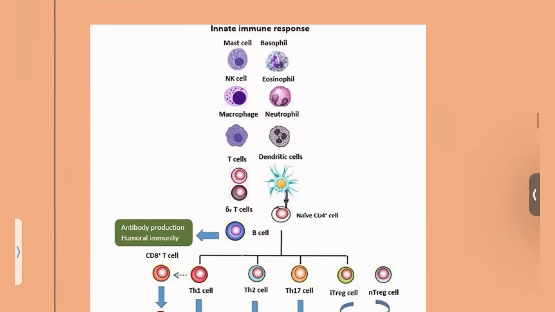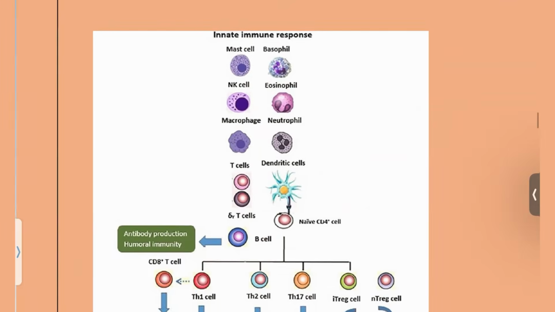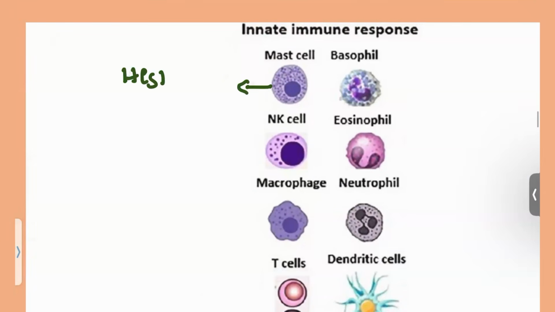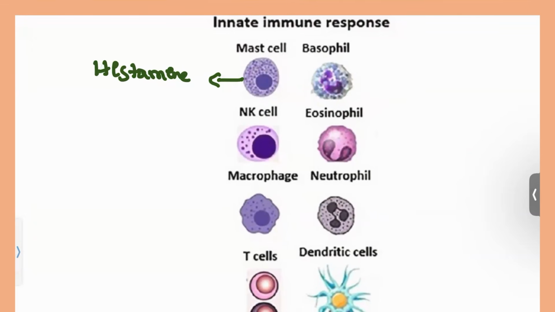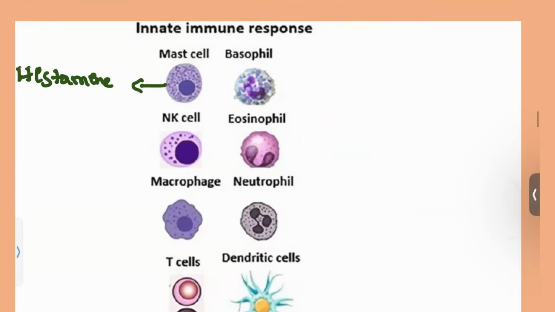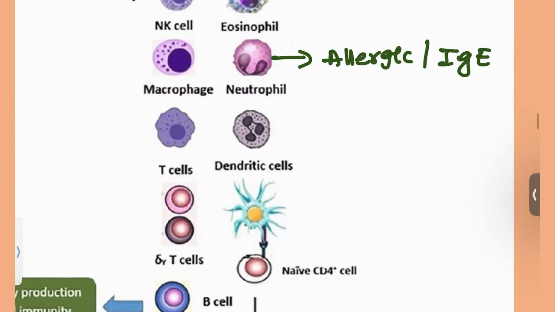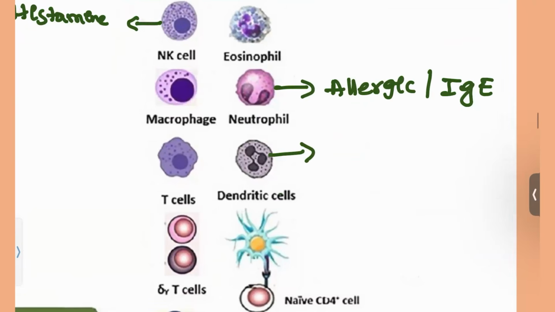Next, moving on to the immune system. This is also one of the most important topics, guys. So in the immune system, what you have to remember: mast cell is going to produce histamine and plays a major role in allergic reactions. Eosinophil, same as that, is also going to produce histamine and is important for allergic and also IgE related properties. Neutrophil is most commonly seen in bacterial infections.